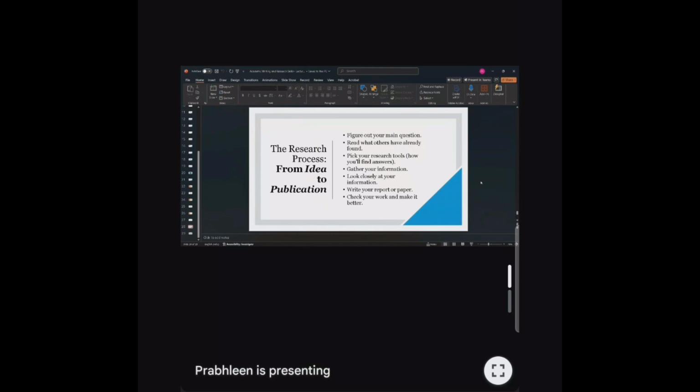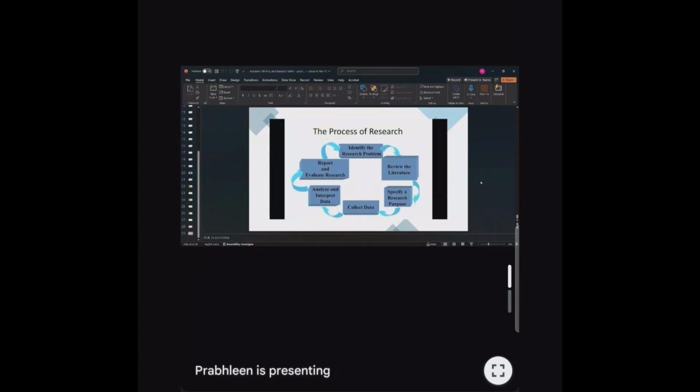Similarly, we convert an idea to a publication based on various steps. We identify the problem, we do a review of the literature. I'm finding what I need to do. I'm going into the field, collecting data, then I'm analyzing what I've found, and I'm writing and reporting it in the form of a research paper.